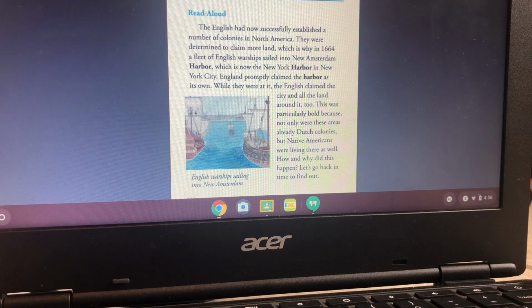England promptly claimed the harbor as its own. While they were at it, the English claimed the city and all the land around it too. This was particularly bold because not only were these areas already Dutch colonies, but Native Americans were living there as well. How and why did this happen? Let's go back in time and find out.